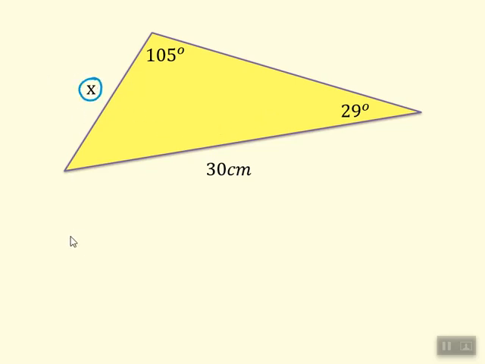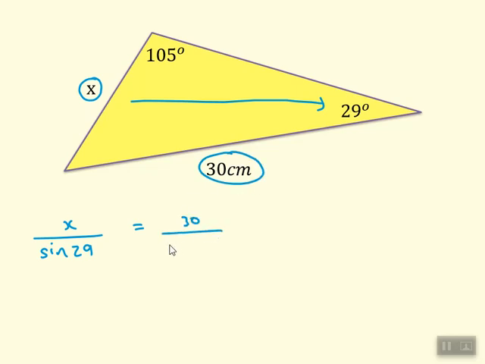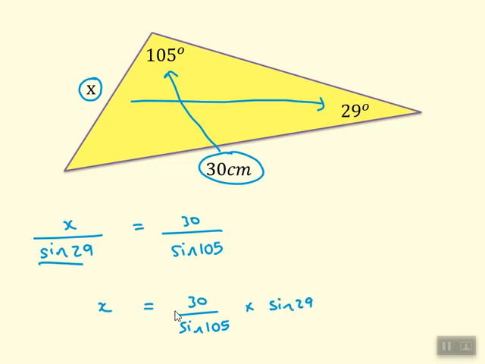So x, which is the length, divided by sine 29 equals another length, 30, divided by sine of its opposite angle. So this is the equation, and then x is equal to 30 divided by sine 105 times sine 29. So literally multiply that over to the other side. I've got to work all of this out, so I'm going to do that now.